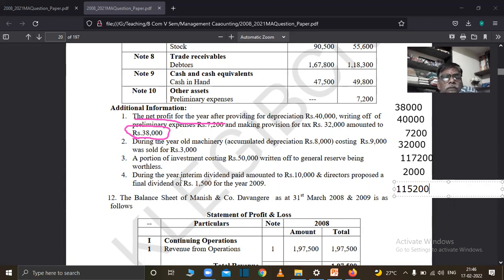You calculate the fund from operation. Okay, and you see the remaining adjustment. A portion of investment costing 50,000 written off. You see this adjustment. Investment costing rupees 15,000 written off to general reserve.